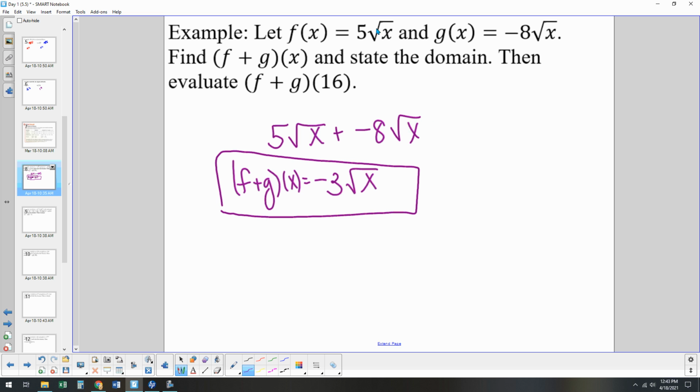The domain. The domain of f would be anything greater than or equal to 0, and the domain of g would be anything greater than or equal to 0, because we're not going to put a negative under the square root. So together, they're the same, so my domain overall is x is greater than or equal to 0, right? Or 0 to infinity.